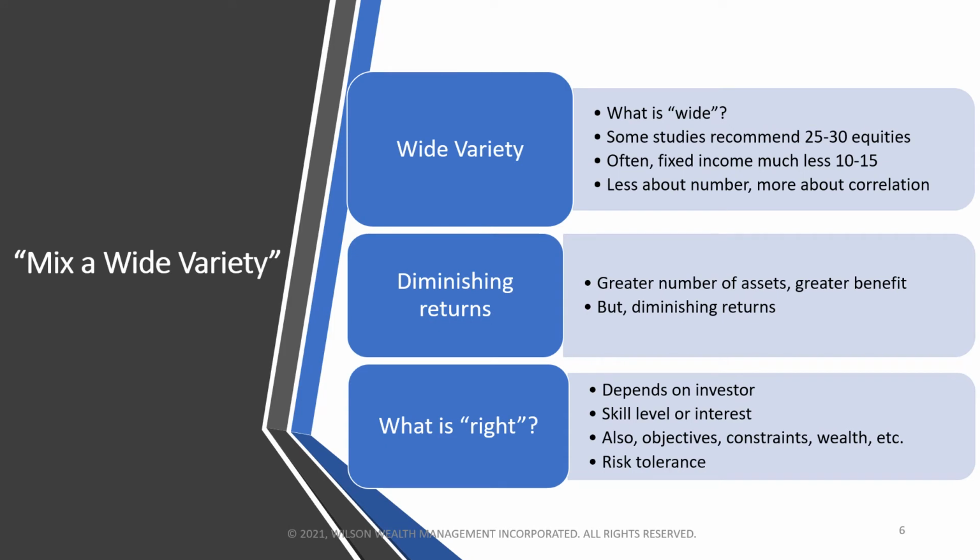We go back to sort of that Investopedia statement. We want a mix of a wide variety of investments. What is wide variety? Now, some studies will come out and say 25 to 30 equities, and I believe that's what Investopedia has as their example. Other studies will show different amounts, some slightly less, some slightly more. In general, you'll often find fixed income studies showing 10 to 15 bond combinations.